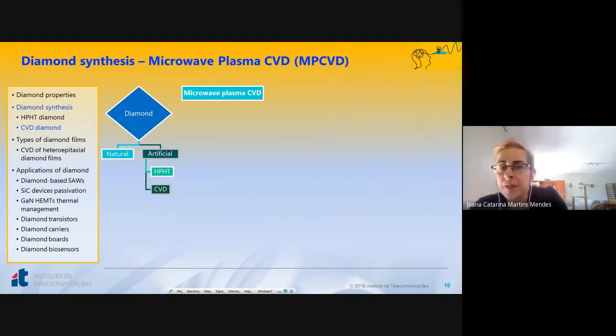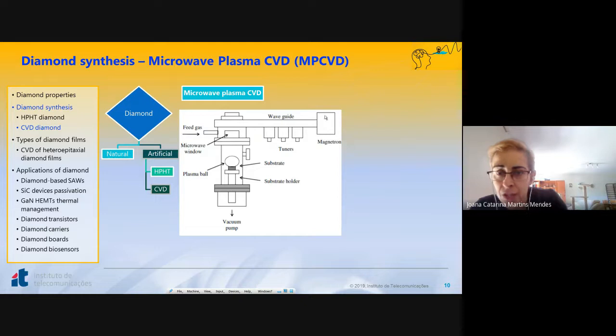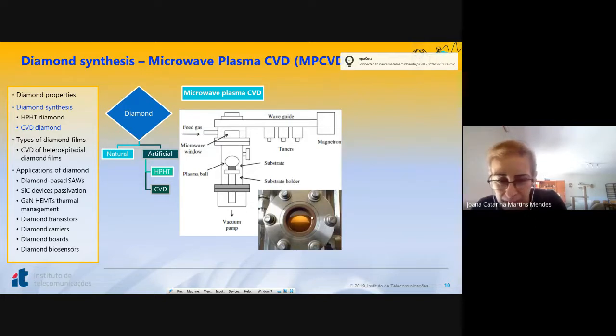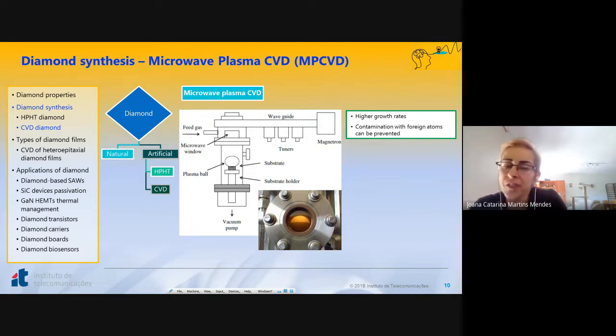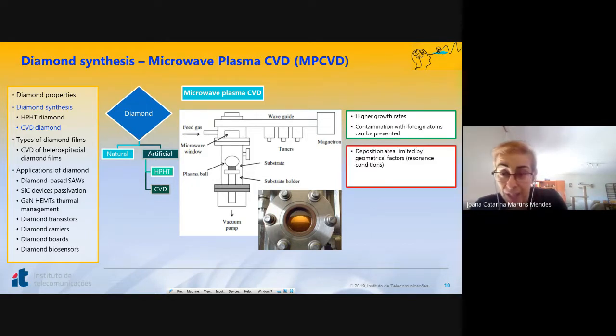Now, microwave plasma CVD. The microwave energy is supplied by this magnetron. It travels through a waveguide, and as it reaches the chamber, it is reflected on the substrate and reflected back, and with resonance conditions, you create this plasma ball, which is highly energetic, so you have high growth rates, and you prevent contamination with atoms from the filament. However, since we are talking about resonance conditions, deposition area is limited by the wavelength of the radiation. So 4-inch for 2.45 gigahertz, and more or less 6-inch if you use 915 megahertz. Here you see a polycrystalline wafer deposited with this method.